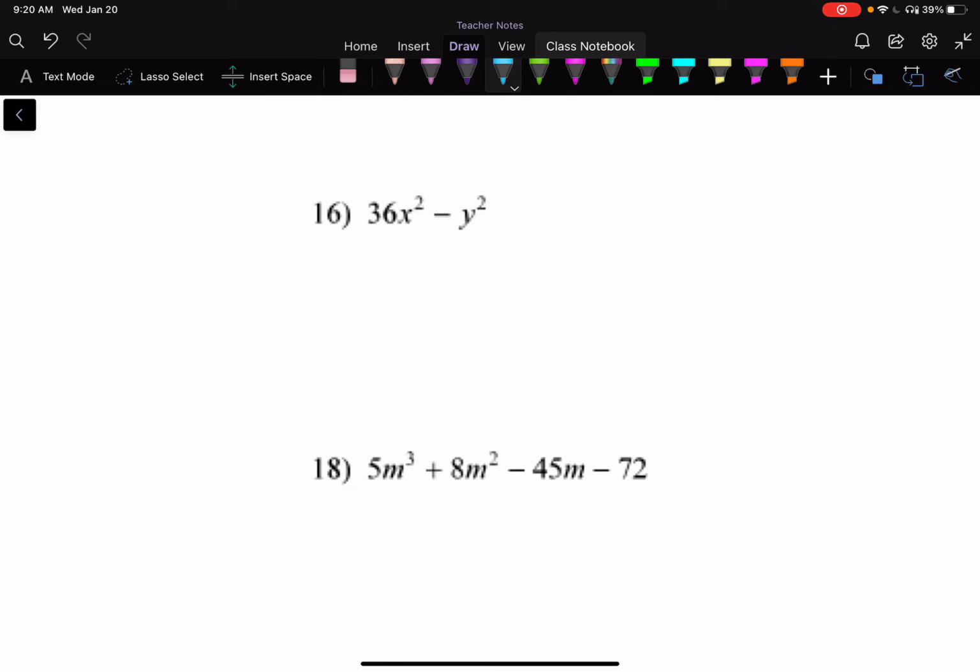Number 16. Verify that there's a minus in the middle and take the square root of my first and second term, so 6x and y. Since they're both perfect squares, we can break it up to 6x minus y and 6x plus y.